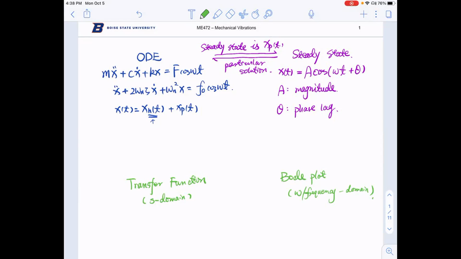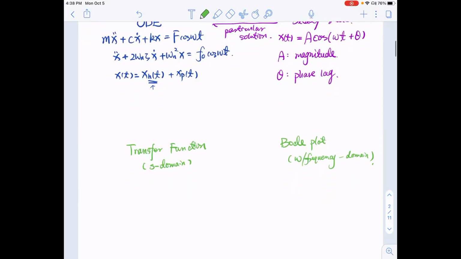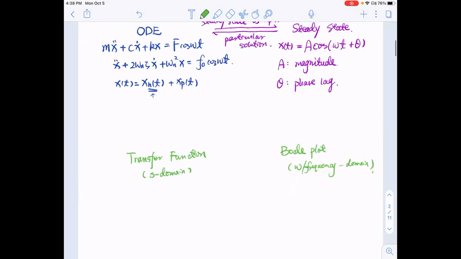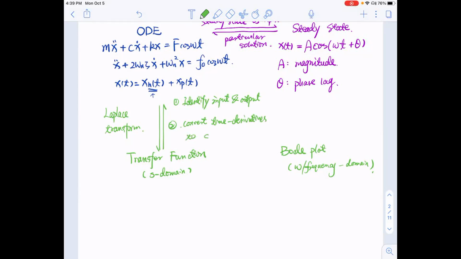So here I'm going to use this table trying to explain how these four concepts are connected. All right. So what is transfer function? From ODE to transfer function, the method is called Laplace transform. How do you do Laplace transform? You just first identify inputs and outputs. And then you convert time derivatives to operators.